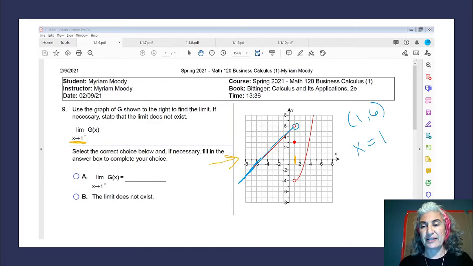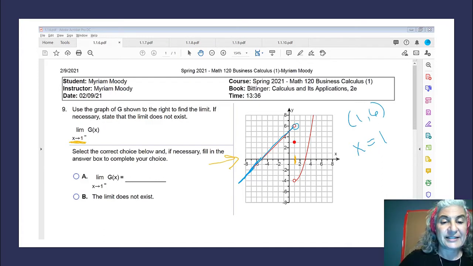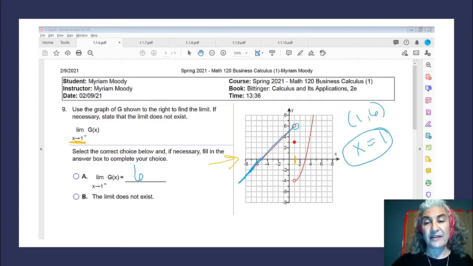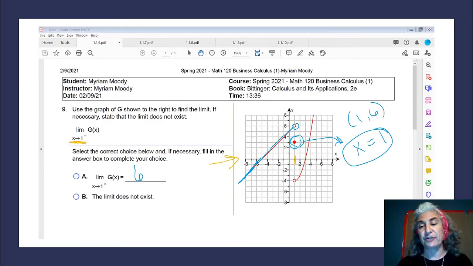So what do you guys say? Yes, we're heading to 6. I don't care about x equals 1. That would be where that point is. But that's not what it's asking. It's where is it approaching? Are we good? Okay, let's try another one.